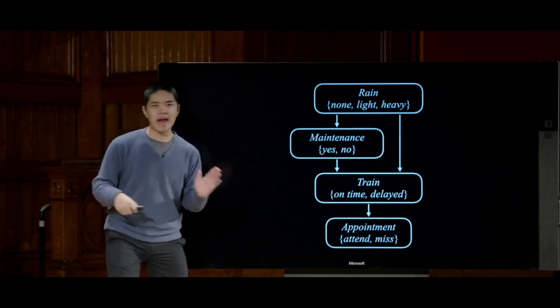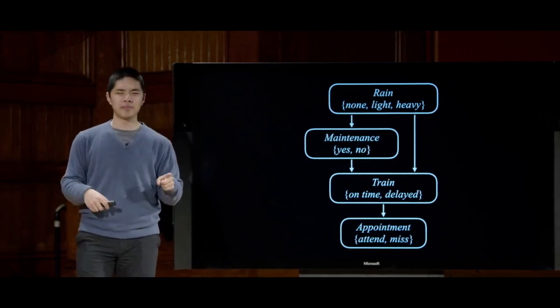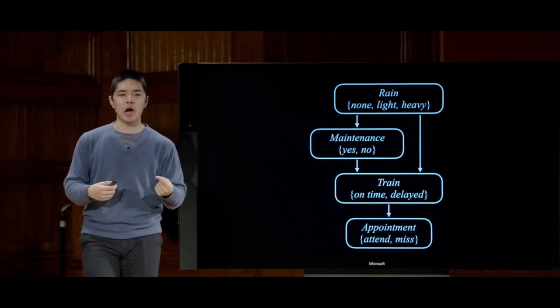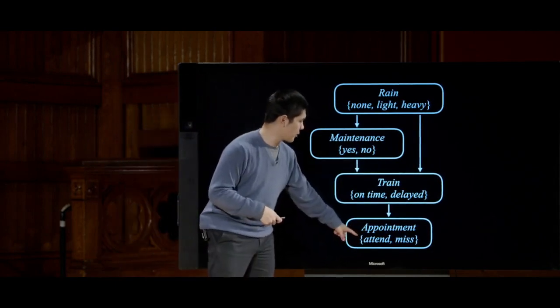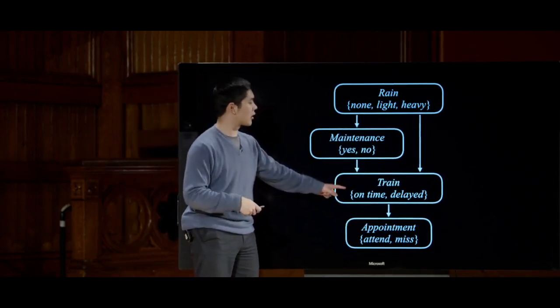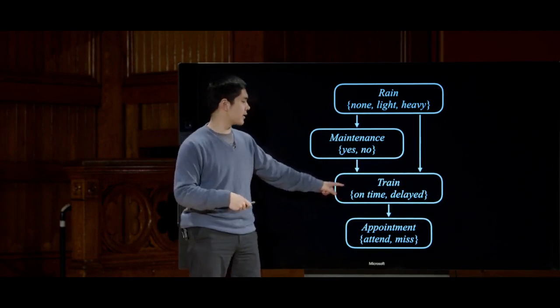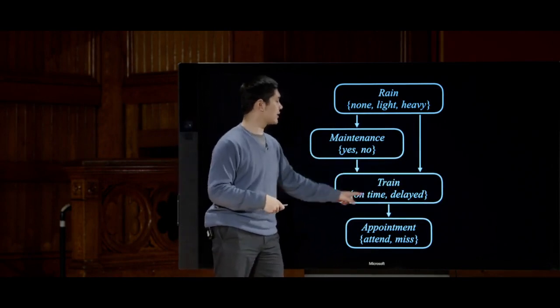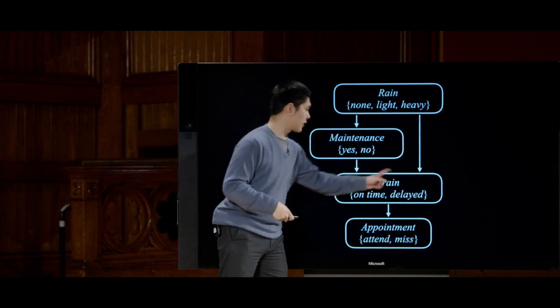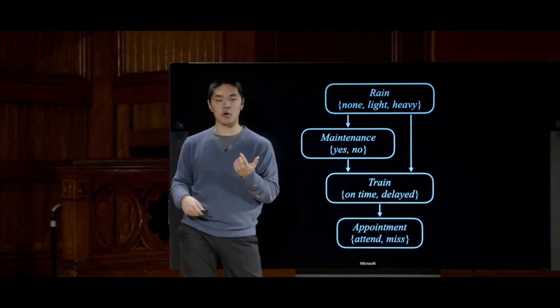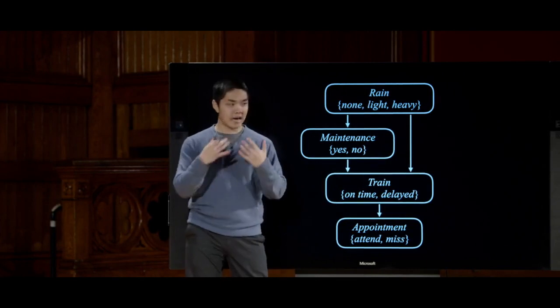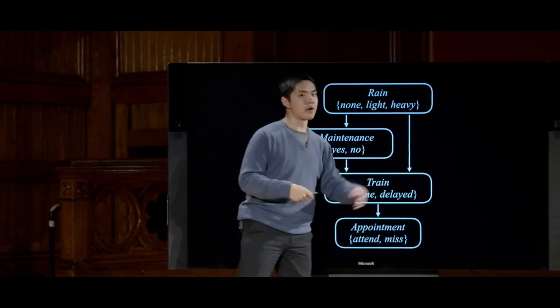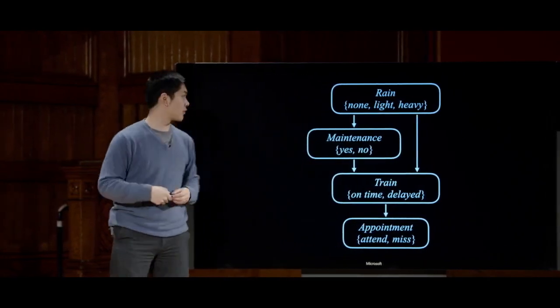And the arrows, the edges pointing from one node to another, encode some notion of dependence inside of this graph. Whether I make it to my appointment or not is dependent upon whether the train is on time or delayed. And whether the train is on time or delayed is dependent on 2 things, given by the 2 arrows pointing at this node. It is dependent on whether or not there was maintenance on the train track, and it is also dependent upon whether or not it is raining.